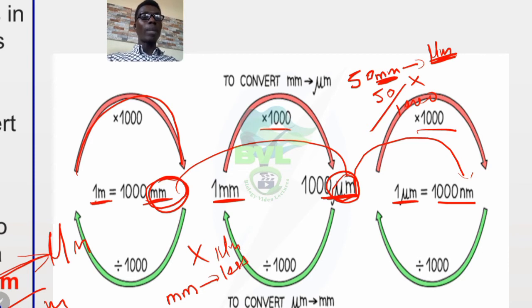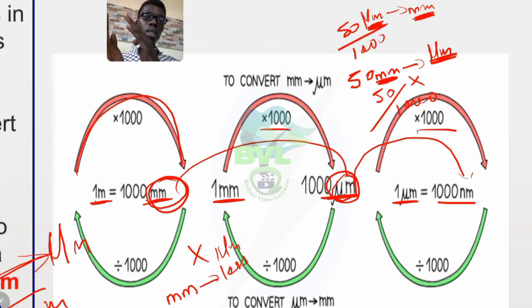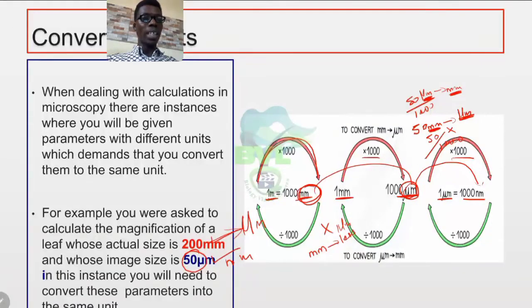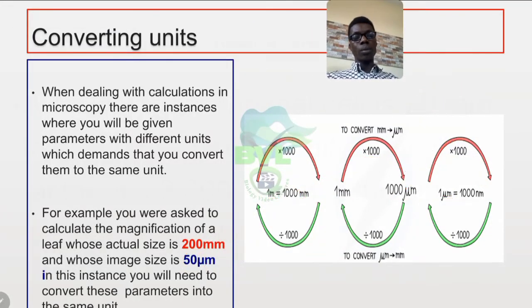But if I'm meant to convert 50 micrometers to millimeters, because micrometer is less than millimeter, I will divide, so it's going to be divided by 1000. All right, so it's going to be lesser. So the point is, from a lesser unit to a higher unit, you divide. From a higher unit to a lesser unit, you multiply. It's very, very important to remember this, because we'll be applying it in some of the questions we'll be doing.